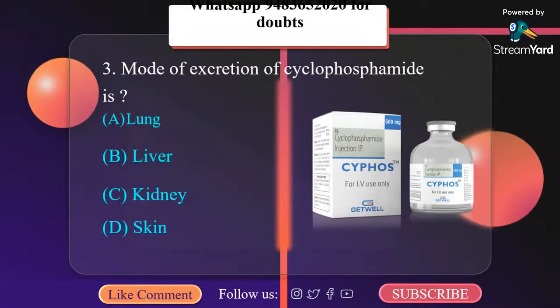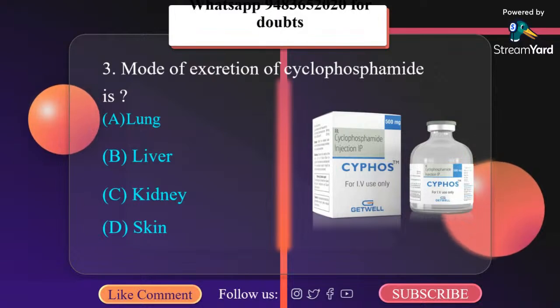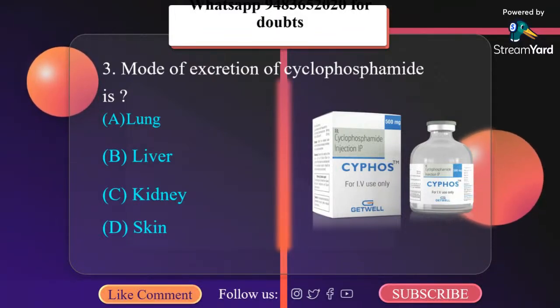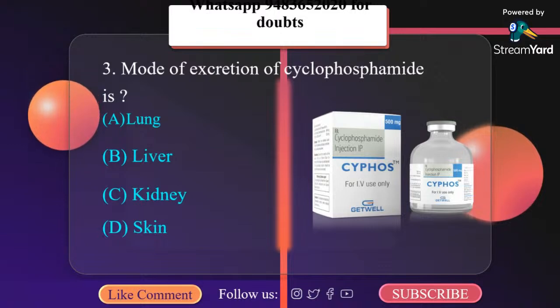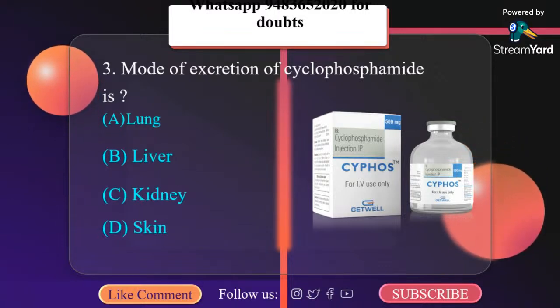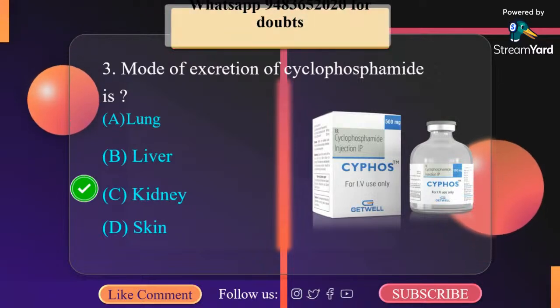Mode of excretion of cyclophosphamide is: A, lung, B, liver, C, kidney, D, skin. It is kidney. Cyclophosphamide is primarily metabolized, 80% as metabolites excreted in urine. 10 to 20% is excreted unchanged in urine and 4% is excreted in bile. So the correct answer is C, kidney.